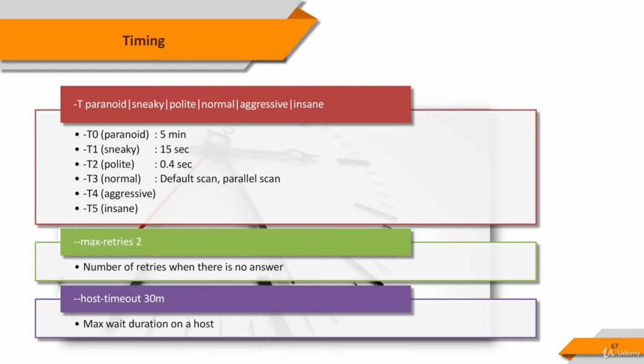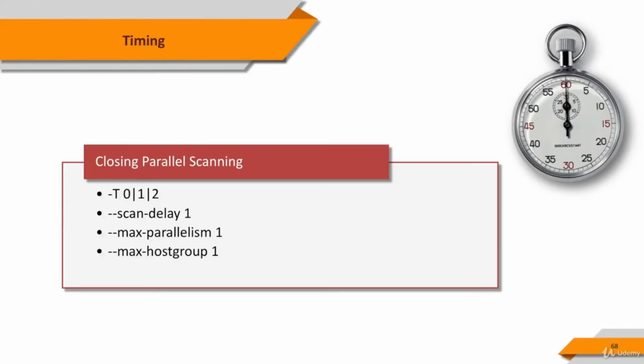Specify host timeout with a maximum amount of time you are willing to wait. For example, specify 30 minutes to ensure that Nmap doesn't waste more than half an hour on a single host. Note that Nmap may be scanning other hosts at the same time during that half an hour, so it's not a complete loss. Nmap utilizes parallelism and many advanced algorithms to accelerate the scans.